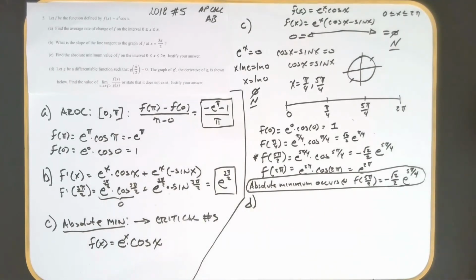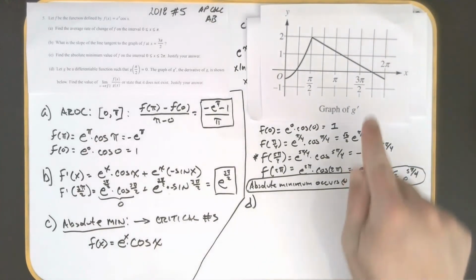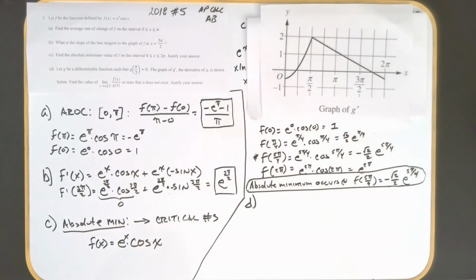Now I'm going to show it to you. This was on the original question, but here is a blow-up of the graph they give us. I'm just going to put that right here. And we'll refer to that. So this is given in the question, the derivative of g. Not g, but they do tell us g of pi over 2 equals 0.